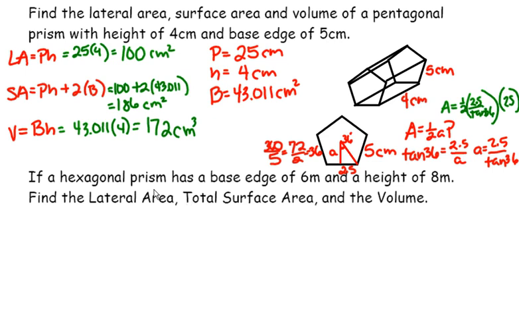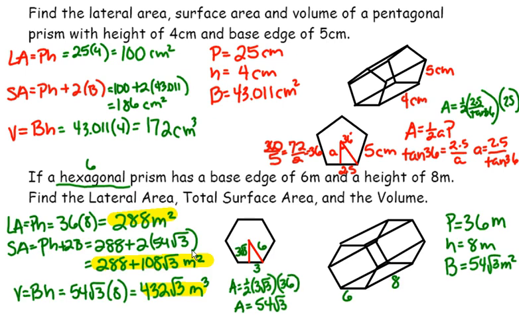All right, so I would like you to do this one. We have a hexagonal prism. Hexagonal means 6 sides, and it's got a base edge of 6 and a height of 8, and I want you to find all of these pieces. So go ahead and do that and come back to check your answers. Hit pause now.